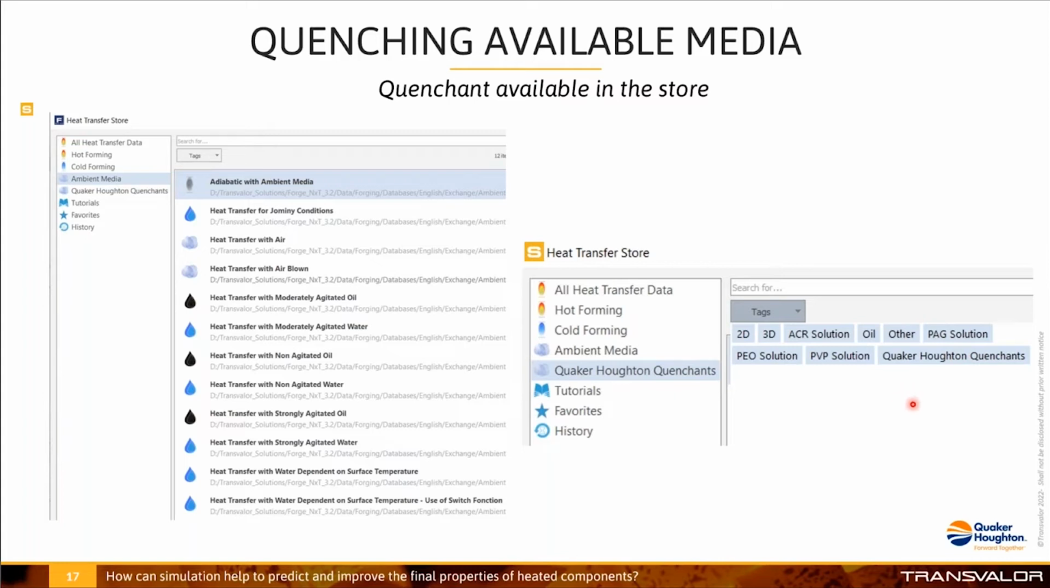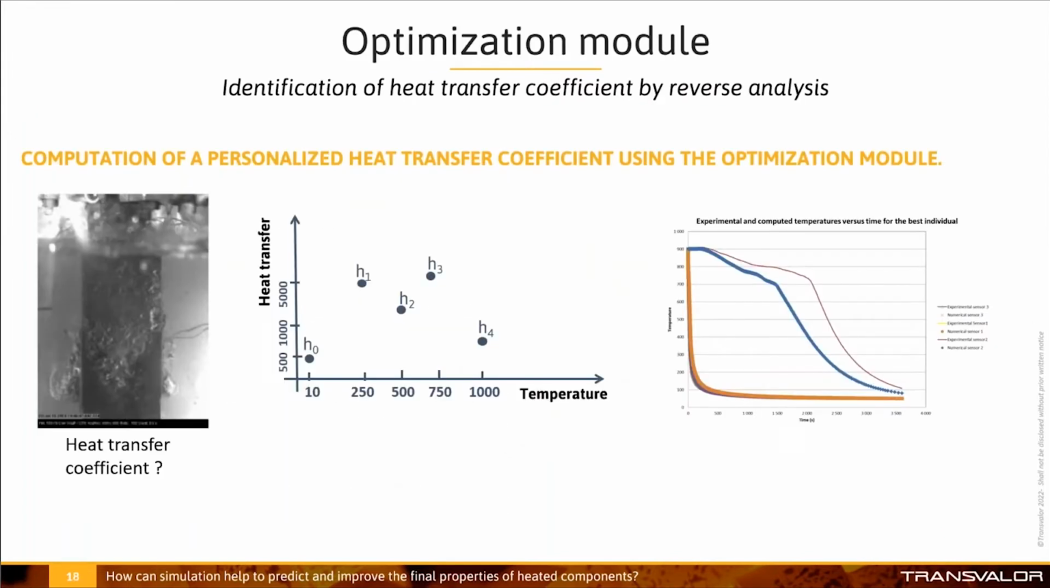The aim of this integration is that once you use in reality a Quaker Houghton quenchant, with the software you will go and directly select your quenchant. Then your heat transfer coefficient will correspond to what you have in reality, and your simulation will be accurate.